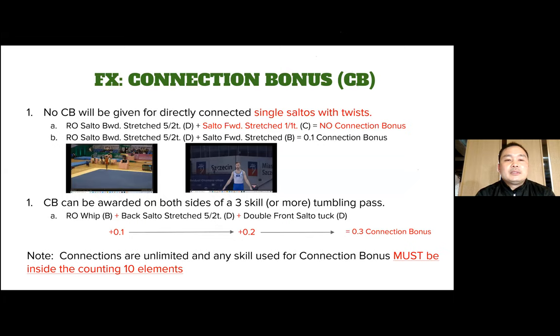So CV can be awarded on both sides of three skills or more in a tumbling pass. For example, round off, tempo, back salto stretched 2.5, double salto, front salto tucked. So 1/10 and 2/10, total 3/10 connection bonus. But please take note, connections are unlimited, and any skills used for connection bonus must be inside the counting 10 elements.